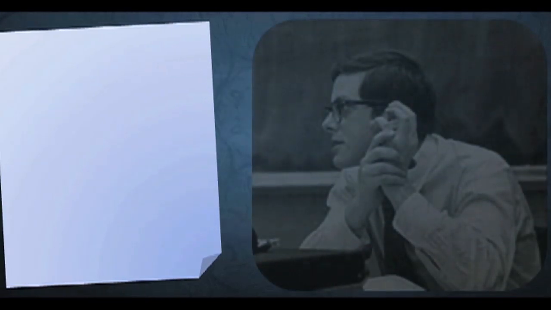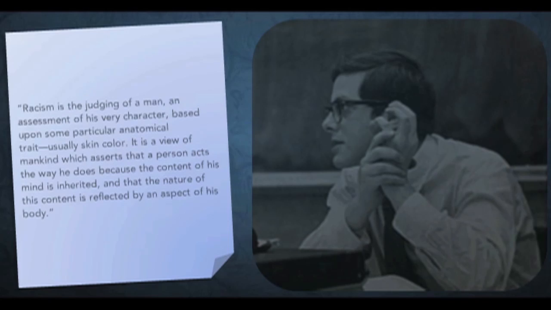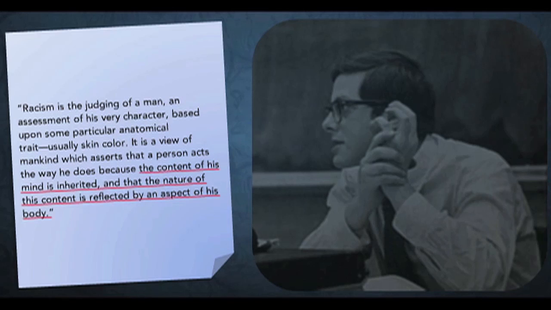Now we come to your discussion of racism on the bottom of 18, and I think that is very well put. It's in your own words. It's essentially accurate, and I like that conjunction of the mind and the body. The content of his mind is inherited and indicated by an aspect of his body. I think that is implied in any form of racism.